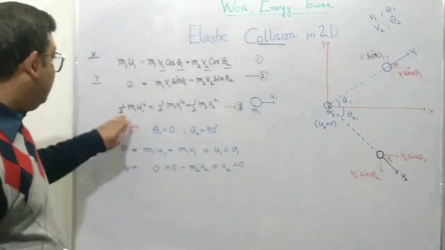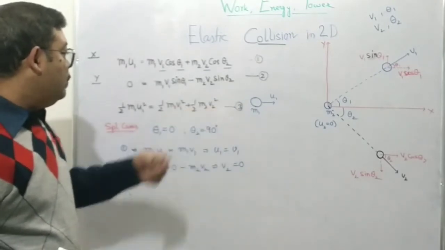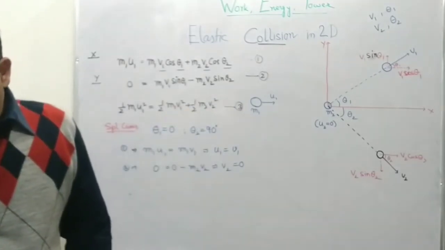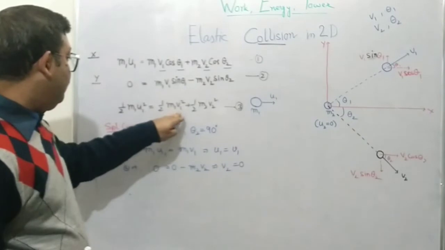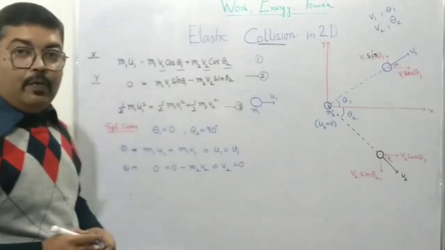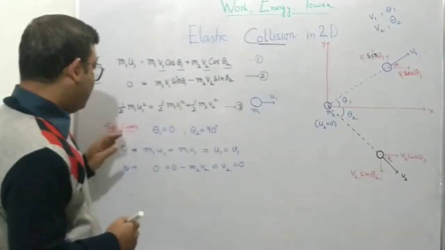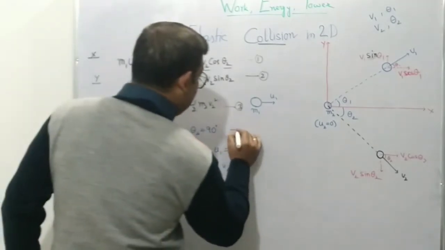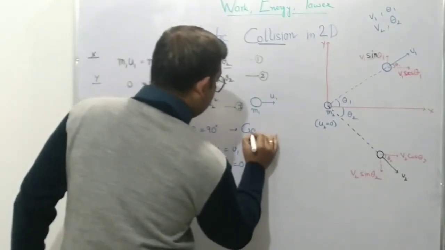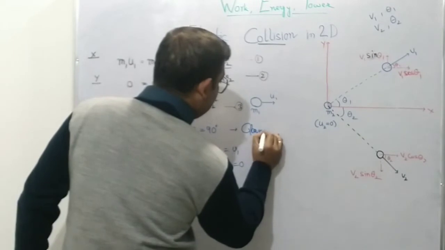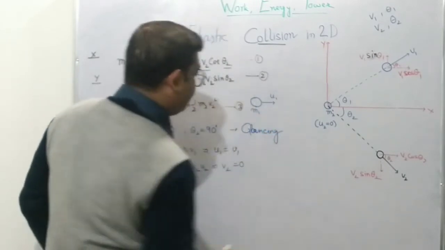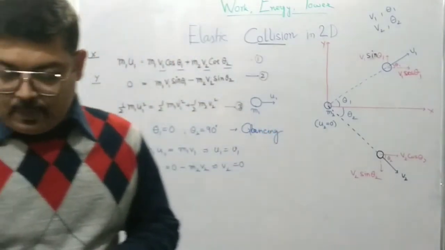So v2 will be 0, so the third term will be the same with v2 0, right? So m1 u1 squared must be equal to m2 v2 squared, since m1 equals m2. So this is one of the special cases, which is known as the glancing collision.